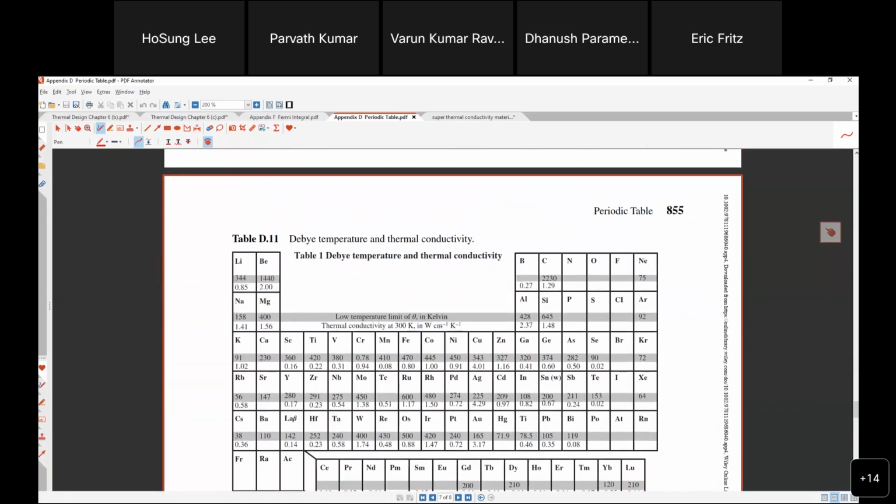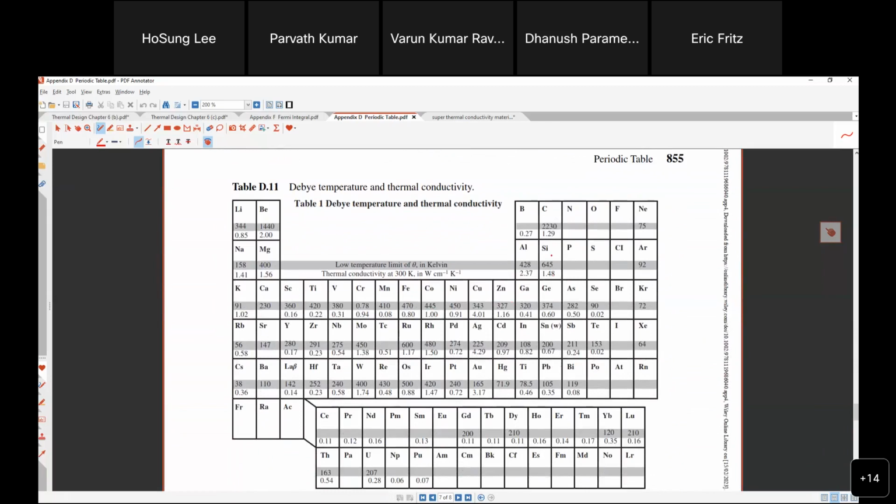Thermal conductivity here, silicon. Can you read? Silicon is 1.48. The unit is centimeter K. It's very close to what we have, a centimeter K, something like that.